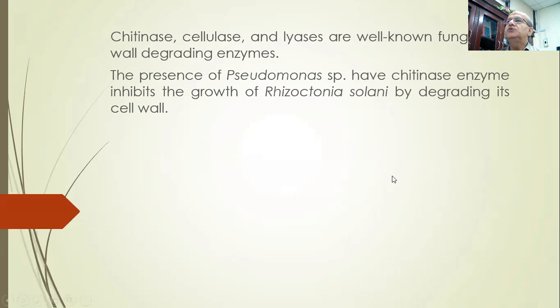The presence of Pseudomonas species which have chitinase enzyme inhibits the growth of Rhizoctonia solani by degrading its cell wall. Rhizoctonia solani is a pathogen. If you have in the rhizosphere Pseudomonas species which can produce chitinase, this chitinase will degrade the cell wall of Rhizoctonia solani. As a result, the harmful effect or the disease caused by Rhizoctonia solani is suppressed.